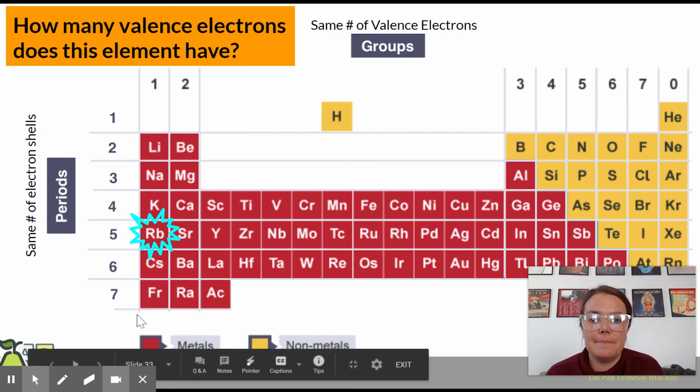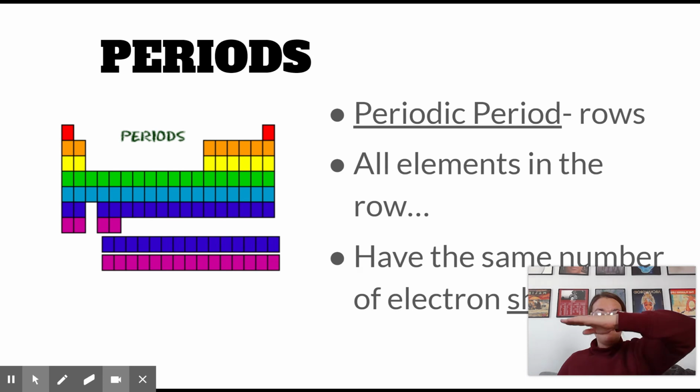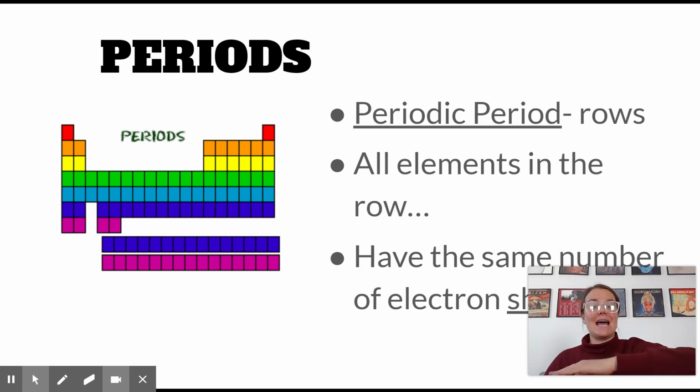All right. Another way it is organized is through periods, a periodic period. Isn't that a silly name? The periods are just the rows. So groups are vertical columns, and horizontal rows are periods. Every element in a row, although they're in different groups and have different amounts of valence electrons, has the same number of electron shells.